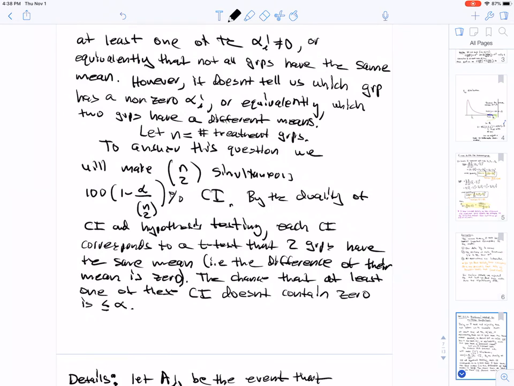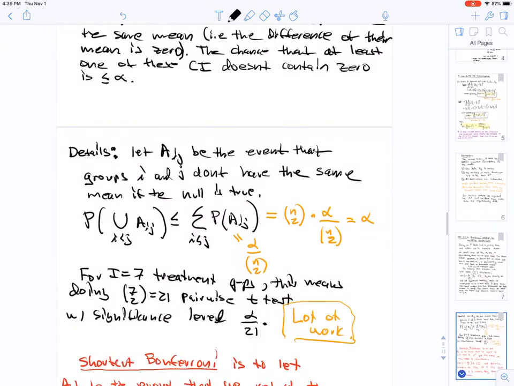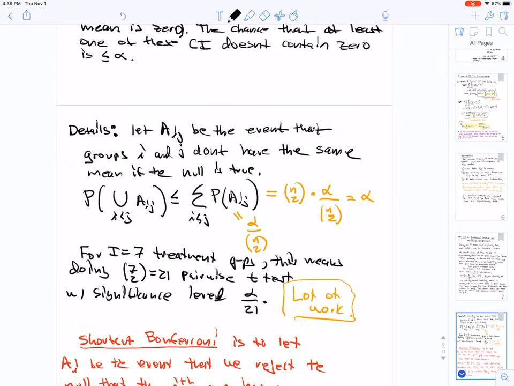By the duality of confidence intervals and hypothesis testing, each confidence interval corresponds to a t-test that two groups have the same mean. In other words, the difference of their means is zero. The chance that at least one of these CIs doesn't contain zero is less than or equal to alpha, and let's see why. Let A_ij be the event that groups i and j don't have the same mean if the null is true.